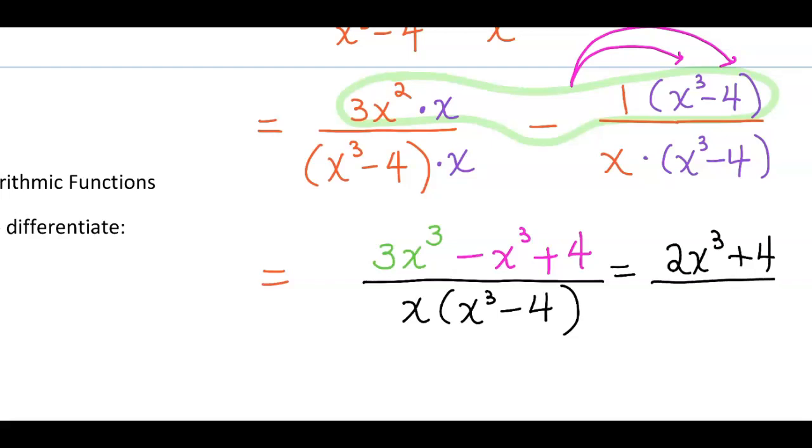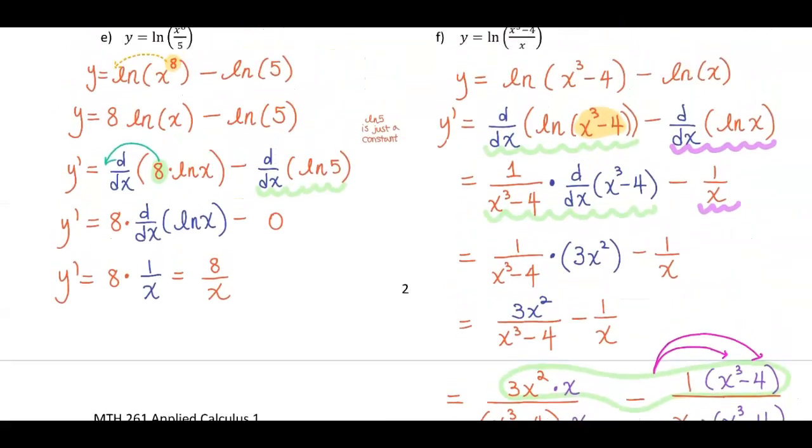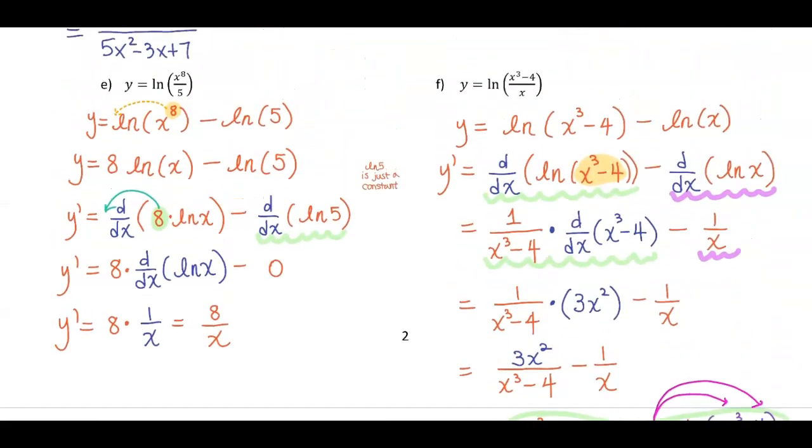And the denominator is, I guess you can leave it just like that, but I may just go ahead and write it as x to the 4th power minus 4x to save the room. But that is it. That is how you do the last problem. I gotta admit, the last problem had a little more fun to it, right?